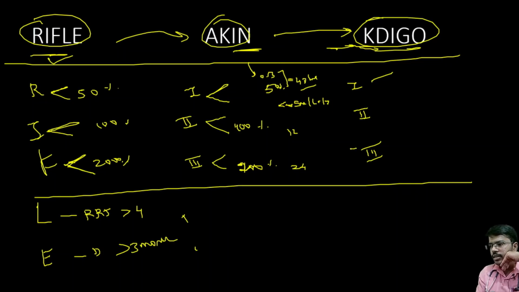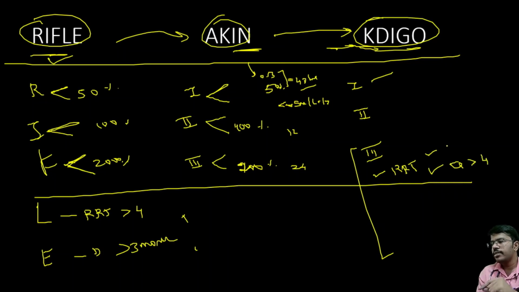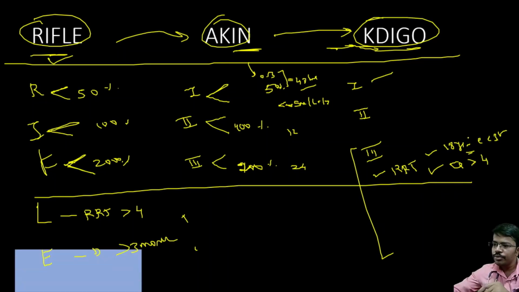A few additions to stage 3, both in AKIN and KDIGO: if the patient requires renal replacement therapy, that is dialysis, the patient goes directly into stage 3. If the creatinine is more than 4, then also the patient goes directly into stage 3. If the age is less than 18 years and the eGFR is less than 35, then also he goes into stage 3. This is important at least from the MCQ point of view.